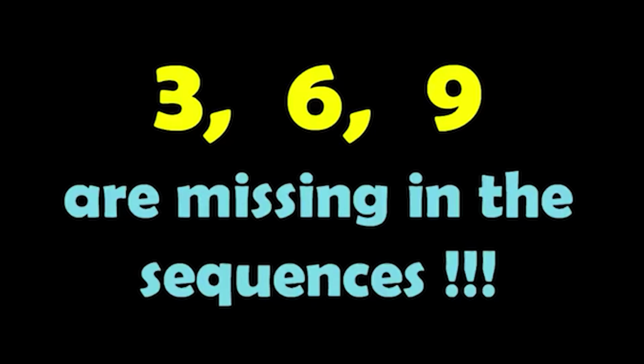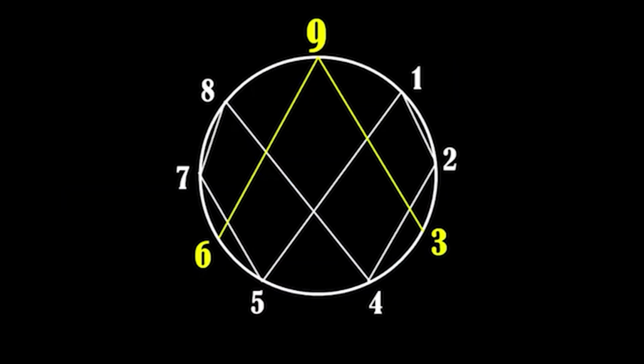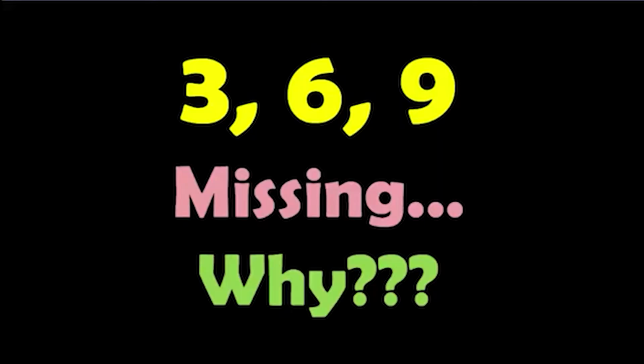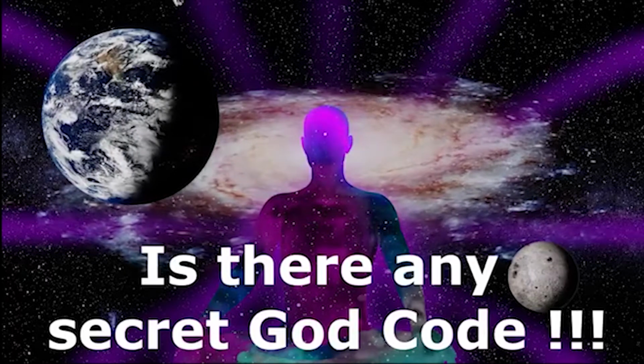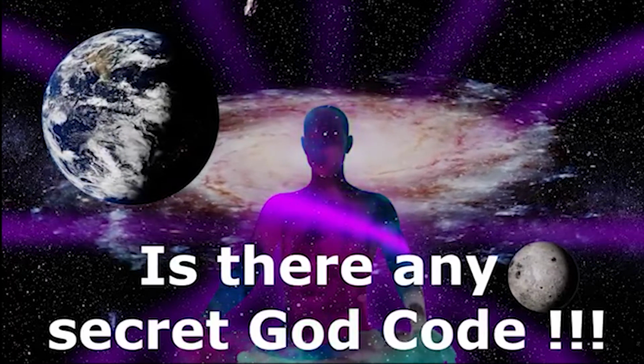Did you notice one amazing thing here? In both the sequences, numbers 3, 6, and 9 are missing every time. In the diagram, these repeating numbers 1, 2, 4, 8, 7, and 5 are shown in white color. And the numbers that are missing in the sequence every time, that is 3, 6, and 9, are shown in yellow color. But what does the absence of numbers 3, 6, and 9 in the sequence mean? Does it point to any secret code of God or some mystery of the universe?